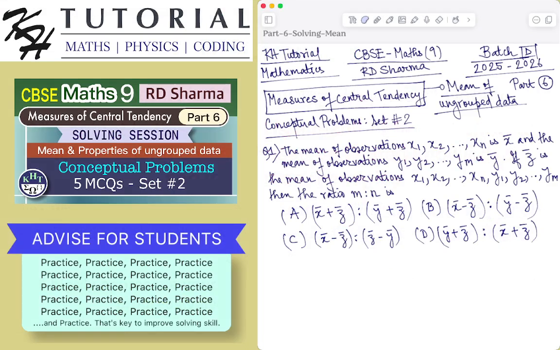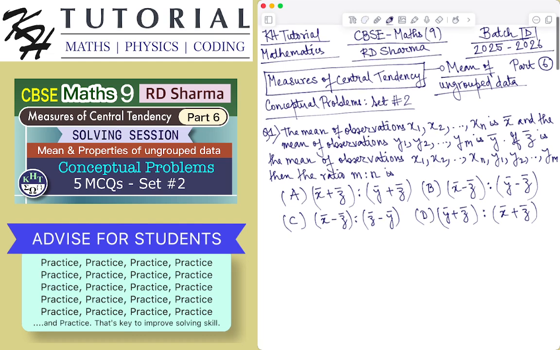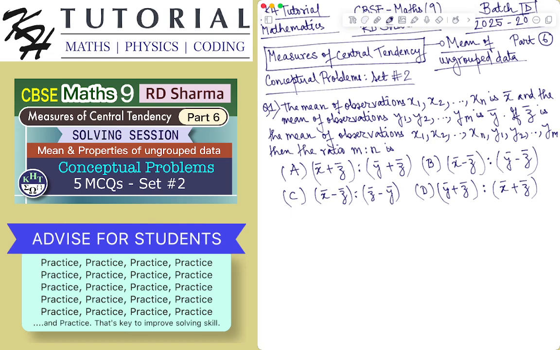Okay, so the first problem says that the mean of observations x1, x2 up to xn is x bar, and the mean of observations y1, y2 up to ym is y bar. If z bar is the mean of the combined observations of x1, x2 up to xn and then y1, y2 up to ym, then the ratio m is to n is, we have to find the ratio of m and n.